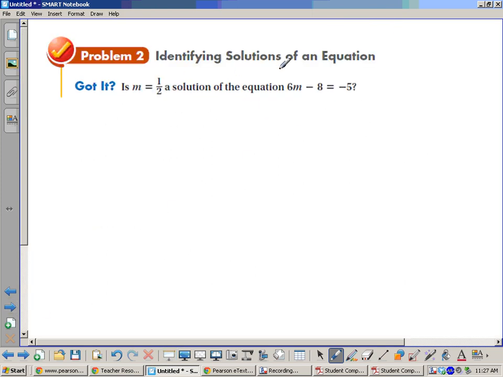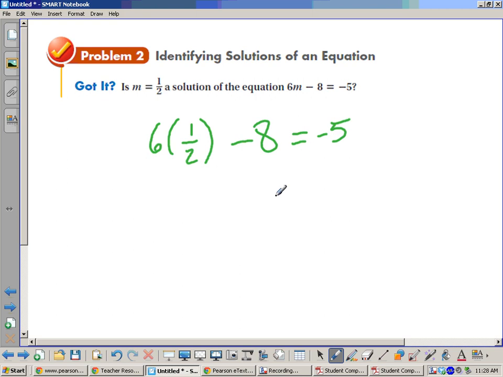Now, identifying a solution. Once they give you something that they think is the solution, we can test it by putting it into the problem. So in order for us to determine if m equals 1/2 is a solution, we're going to put it in for m and calculate it. So anytime we input a variable, we're going to put parentheses and put that number in its place. This is called a substitution. We're going to substitute.